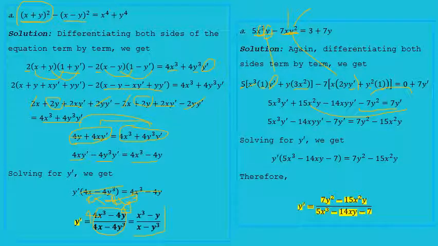So solving for y prime, we get y prime times 5x cubed minus 14xy minus 7. Kasi di ba nalabas si y prime, nalabas dito, nalabas din siya. So ito siya sa labas. Okay, equals to 7y squared minus 15x squared y. So divide both sides by this expression, so we get y prime is equal to 7y squared minus 15x squared y divided by 5x cubed minus 14xy minus 7.